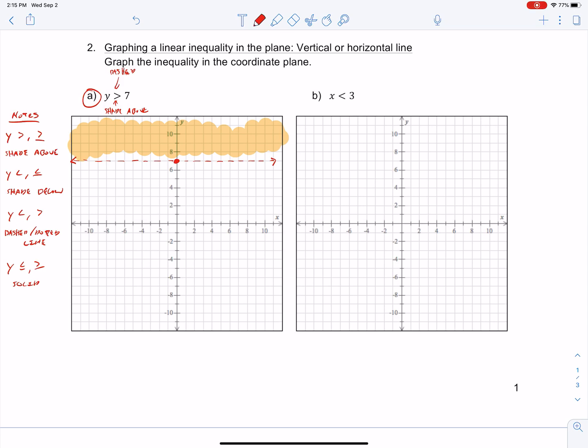Remember, if I were to draw a point here, like say I had x is greater than 6, then I would have a dashed line going vertically. Okay? So just a little bit of a connection. And try the one on the right-hand side. Oh, look at that, so you have x is less than 3. So you have to guess, is it going to be vertical or horizontal?